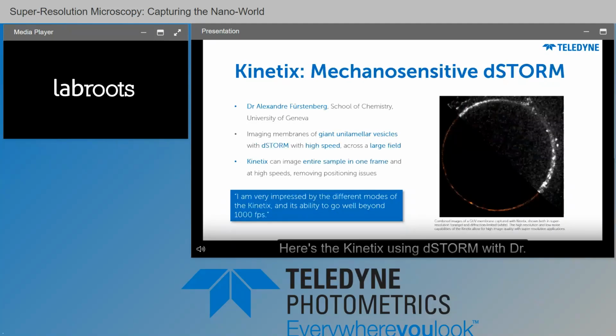Here's the Kinetics using D-Storm with Dr. Alexander Fürstenberg of Geneva. He's imaging these giant unilamellar vesicles we saw earlier, and the Kinetics can image the entire thing in one frame. This removes any issues with positioning, and you can go very fast and image very efficiently.